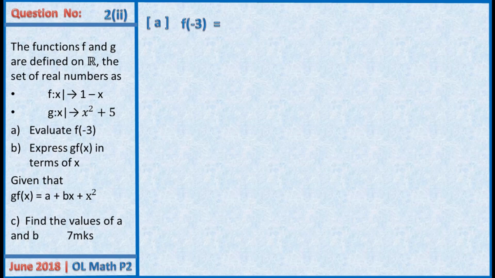F of minus 3 equals 1 minus minus 3. That minus was there. Copy the minus 3 and place. So you have two minuses there together, and since these two minus signs are not separated by any number, it becomes multiplication. So it gives us plus. 1 plus 3 is 4.